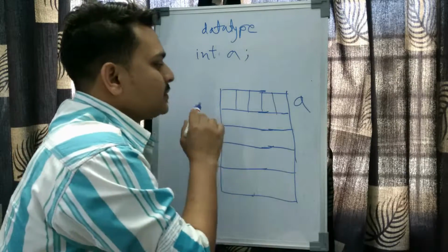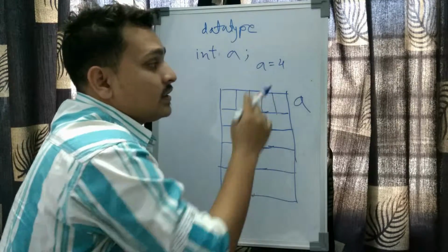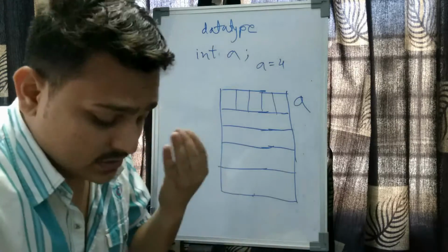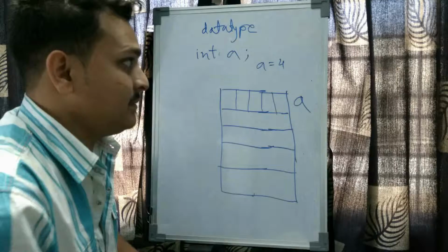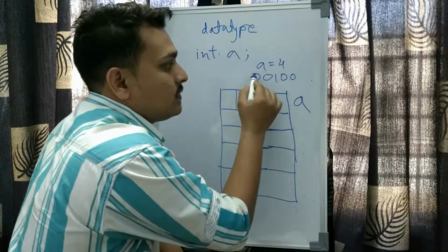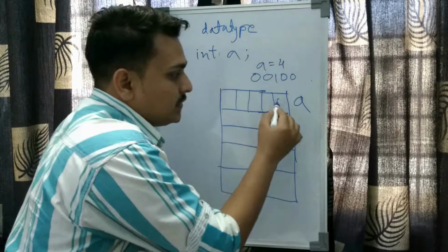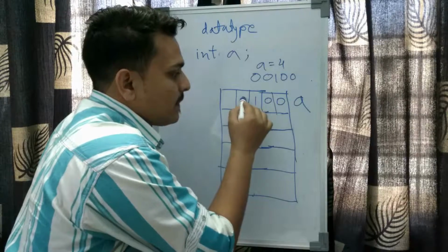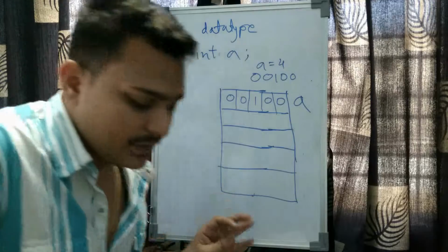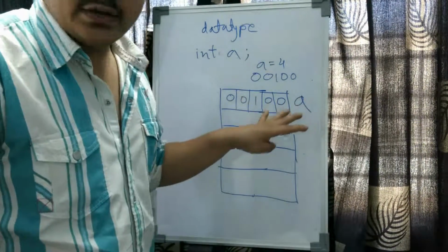So suppose I want to put in the number 4, as I told you. The computer doesn't understand what 4 means, so it converts that number into a binary number. This binary number will get stored into this, likewise. So this is what actually happens when you assign a data type. It gives some range to that variable.